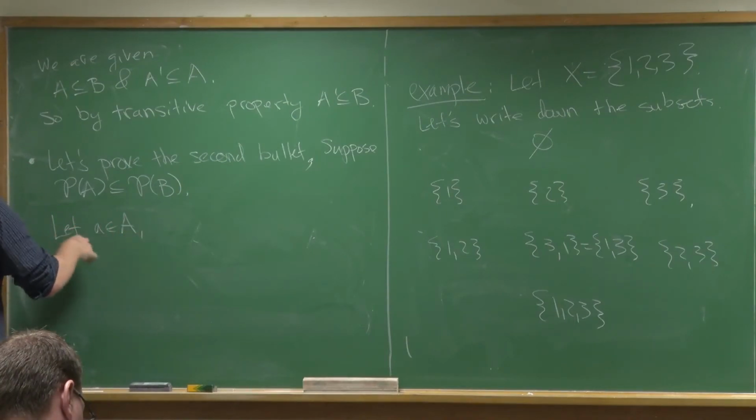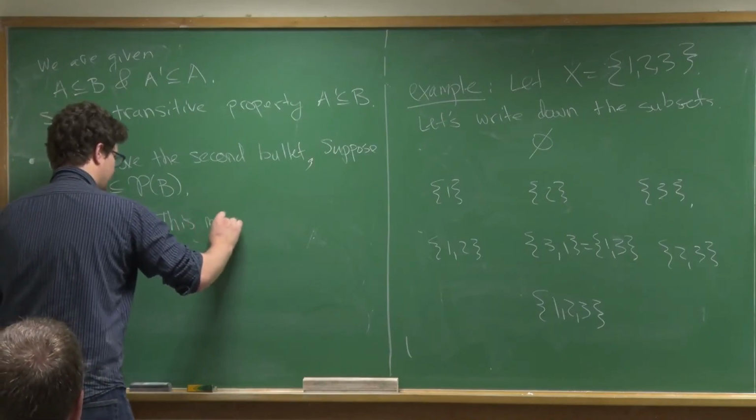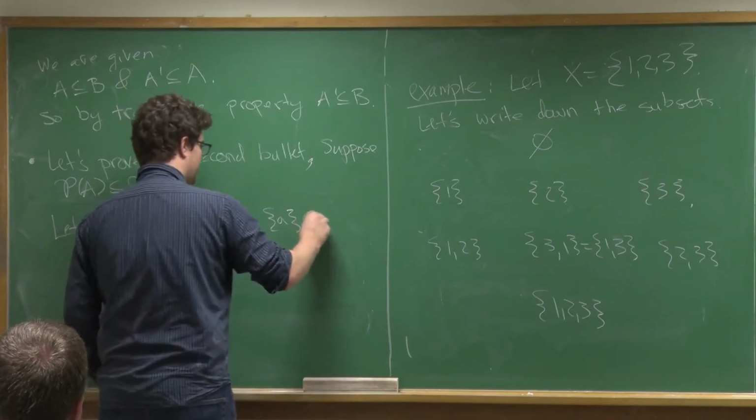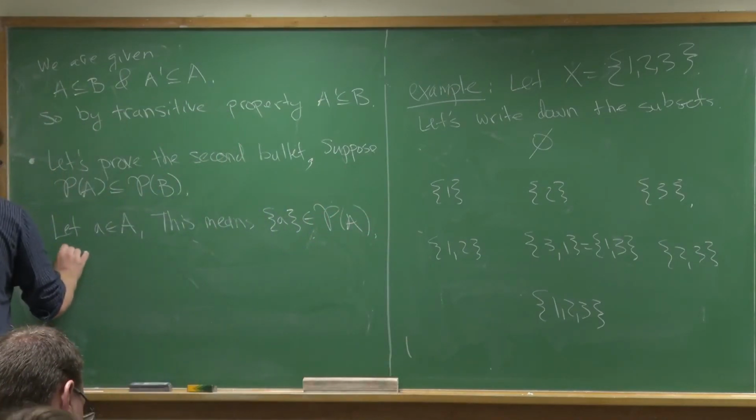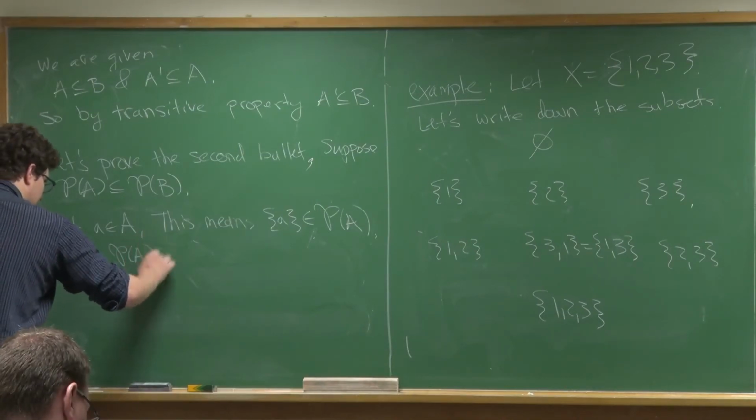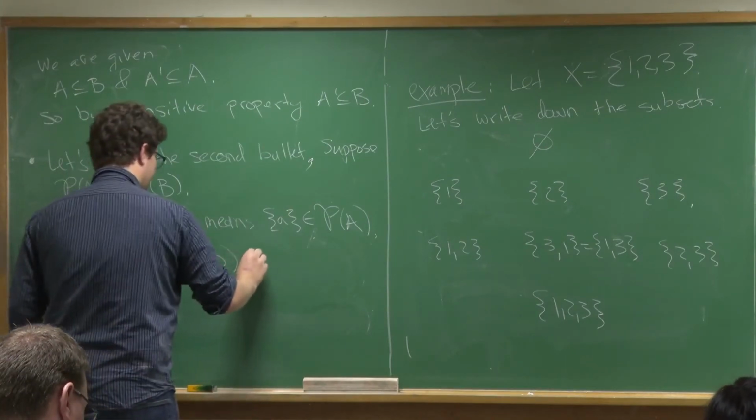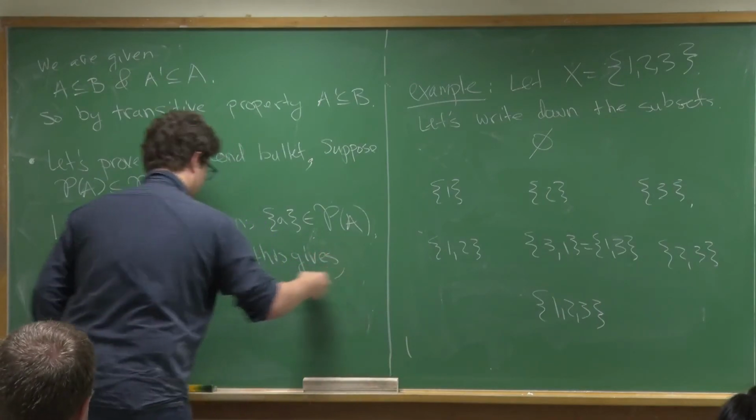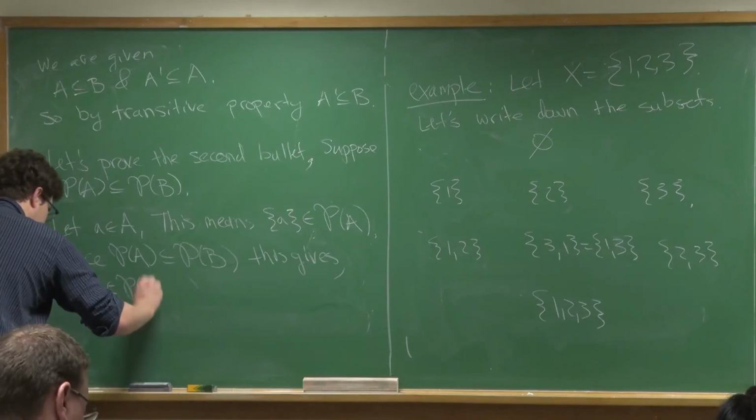Okay. So since a is an element of A, this means this guy here, the single element set {a}, is an element of P of A. Okay, and since P of A is a subset of P of B, this gives the single element set {a} is an element of P of B.